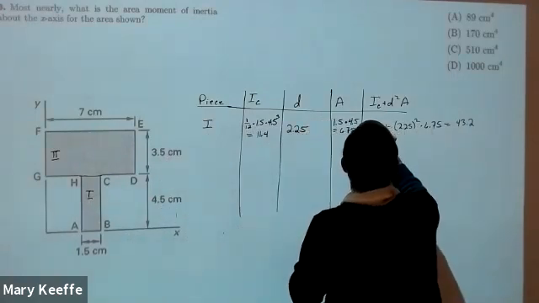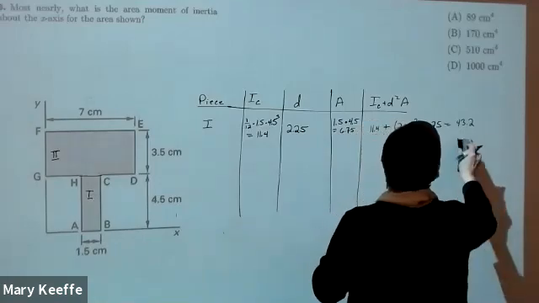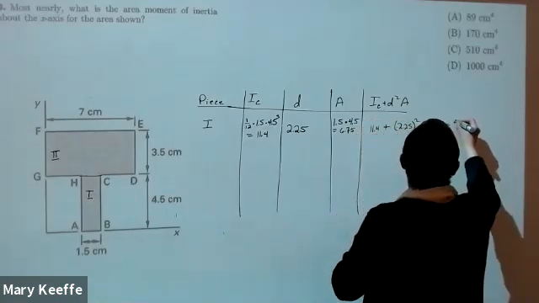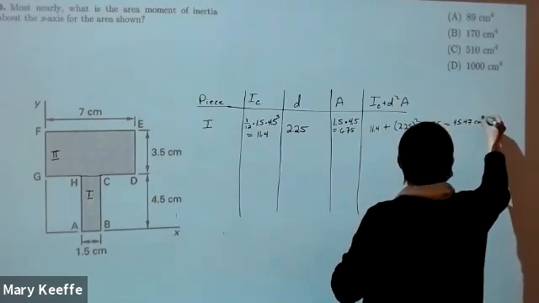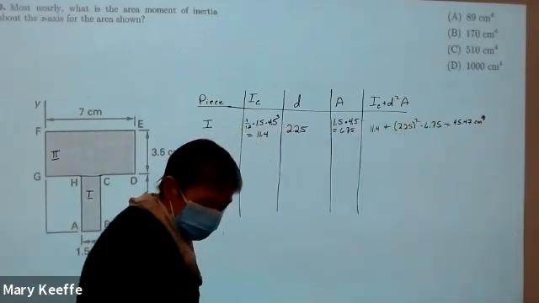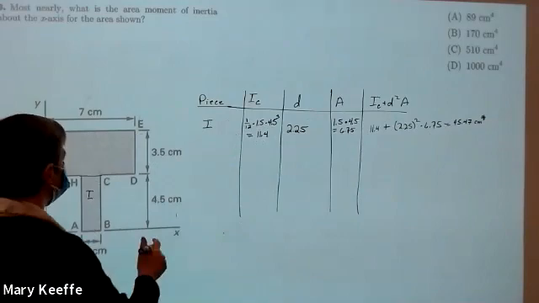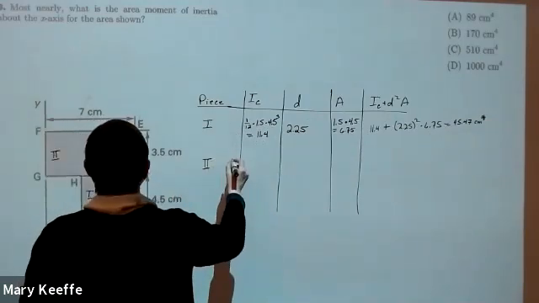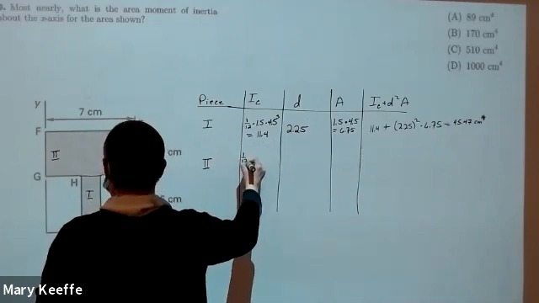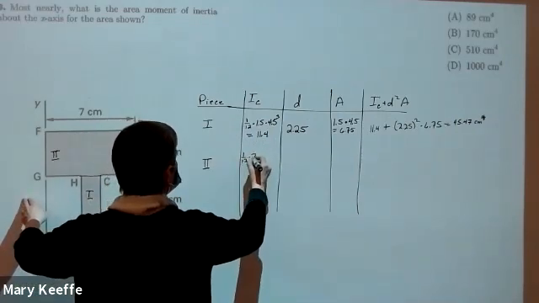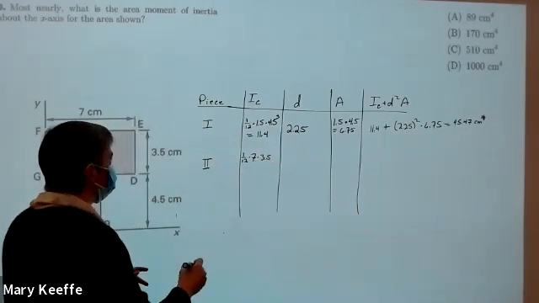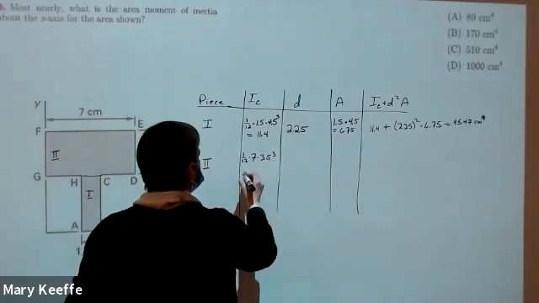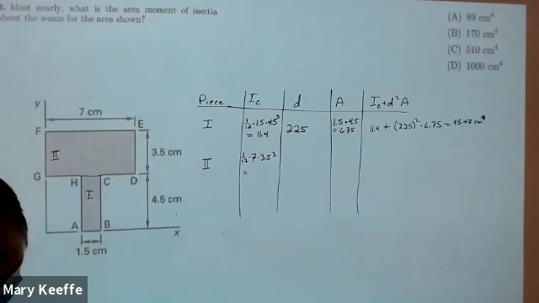What are you gonna get this sum to be? Okay. And here's to the fourth. All right, let's look at 2. So this is gonna be 1/12 times 7 times 3.5 cubed. Sorry. Yeah, no, that's right. I got 251.